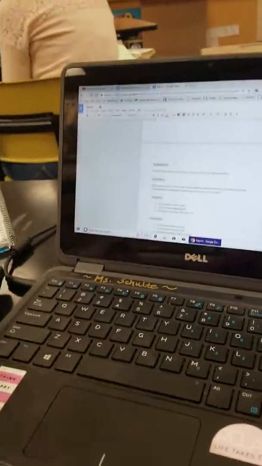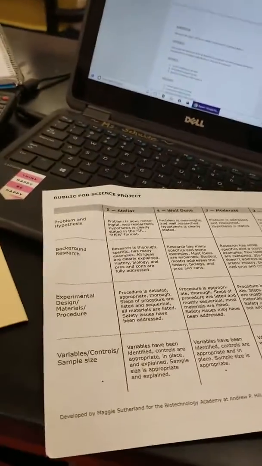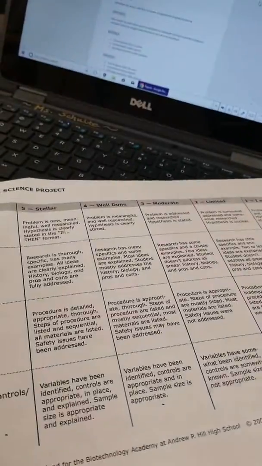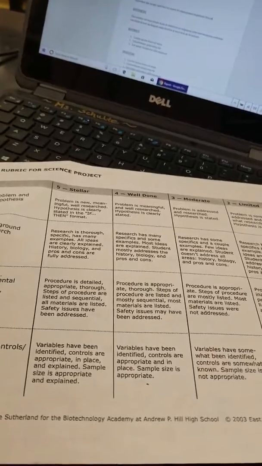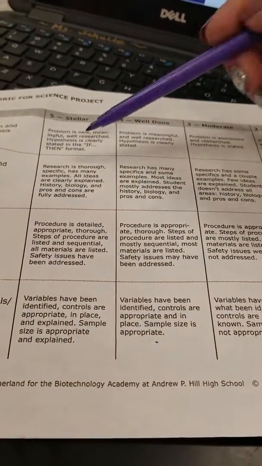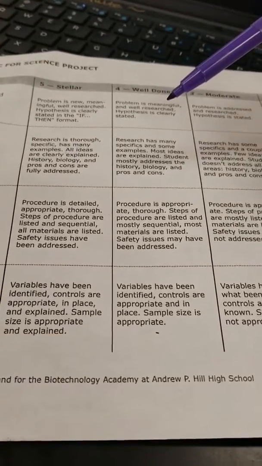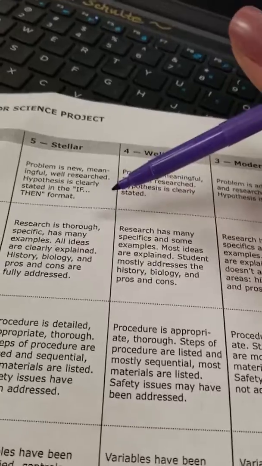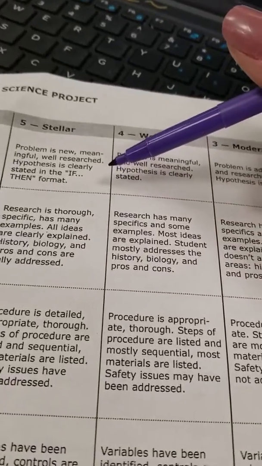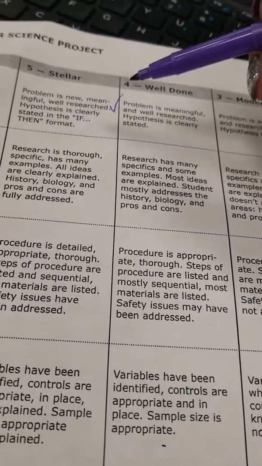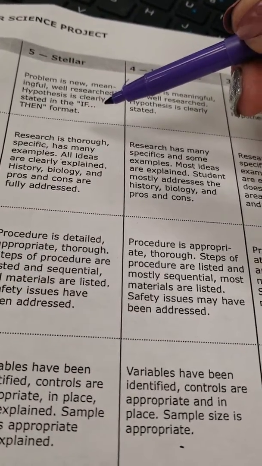So I also have this handout on a rubric for the science fair project. And when I'm looking for what to do, I'm going to focus on the stellar and well done boxes. I'm going to look for the differences between them to see what I need to make sure I'm including. So new, meaningful, well-researched problem. I'm going to assume that Ms. Schulte helped me take care of that when she was looking at my ideas. Clearly stated in the if-then format.